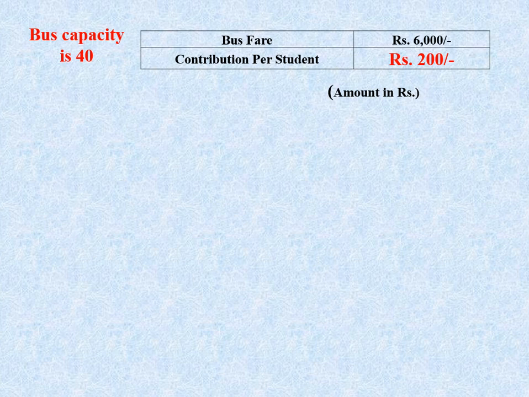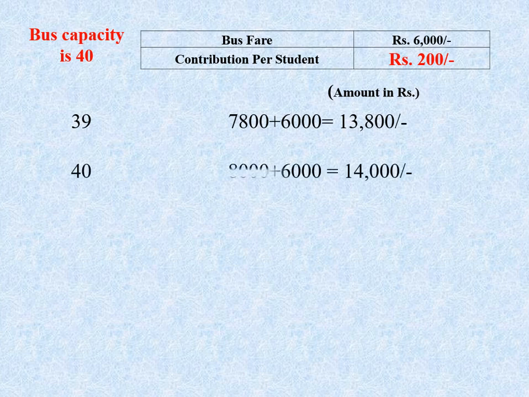Okay. In the first instance, let us consider that 39 students come up and give the contribution. So 39 students multiplied by 200 comes to 7,800, which is the variable cost, and 6,000 is the fixed cost. Variable plus fixed cost is our total cost, which is 13,800. Do we have the capacity to consider one more student? Yes. So let us consider one more student. When 40 students turn up, the total variable cost is 8,000, the fixed cost is 6,000, and the total cost is 14,000.